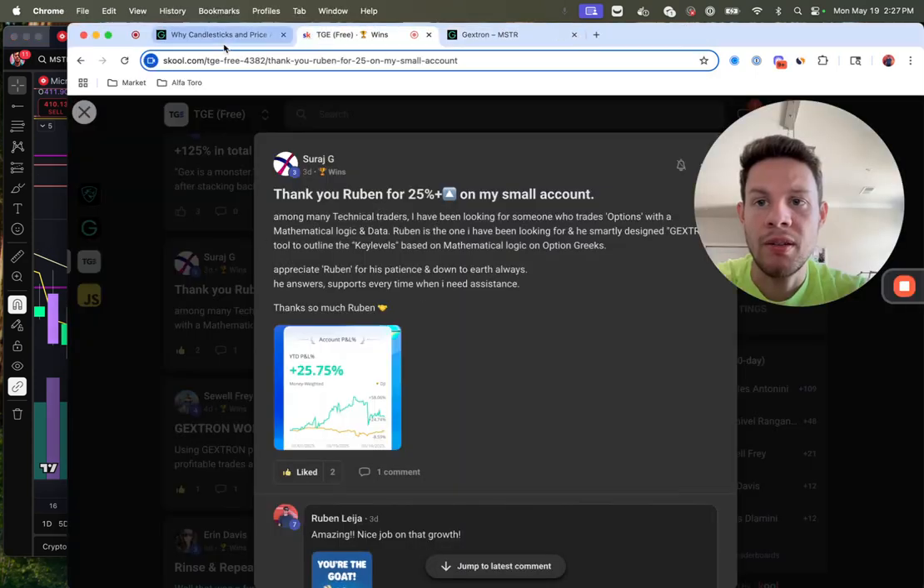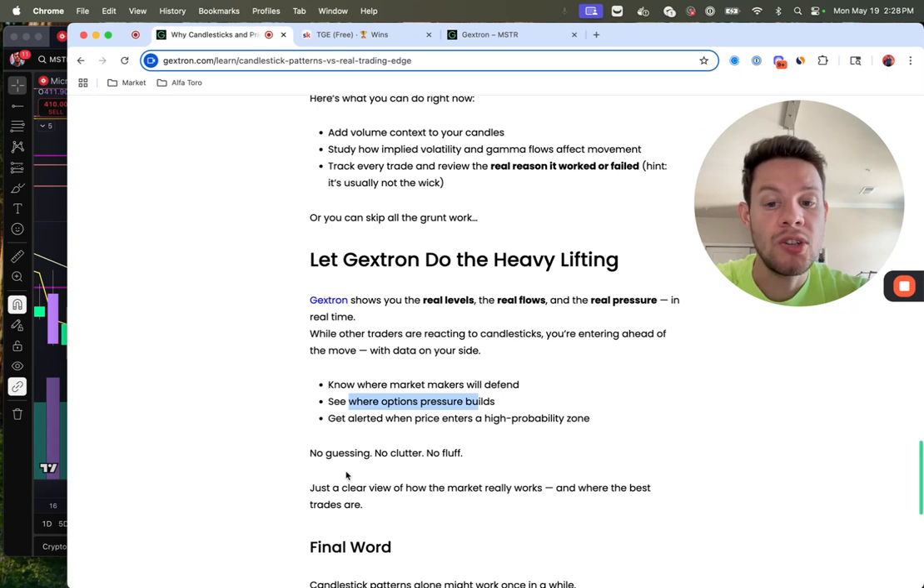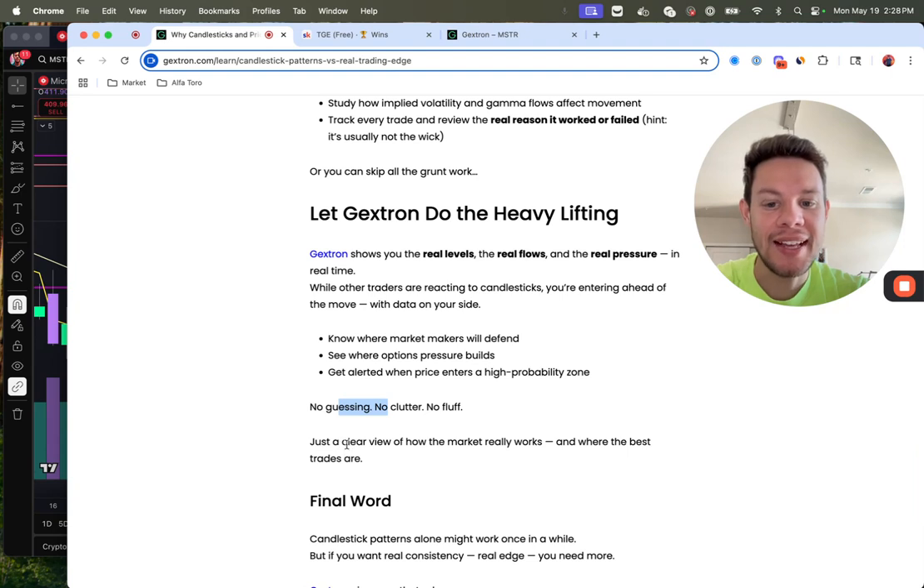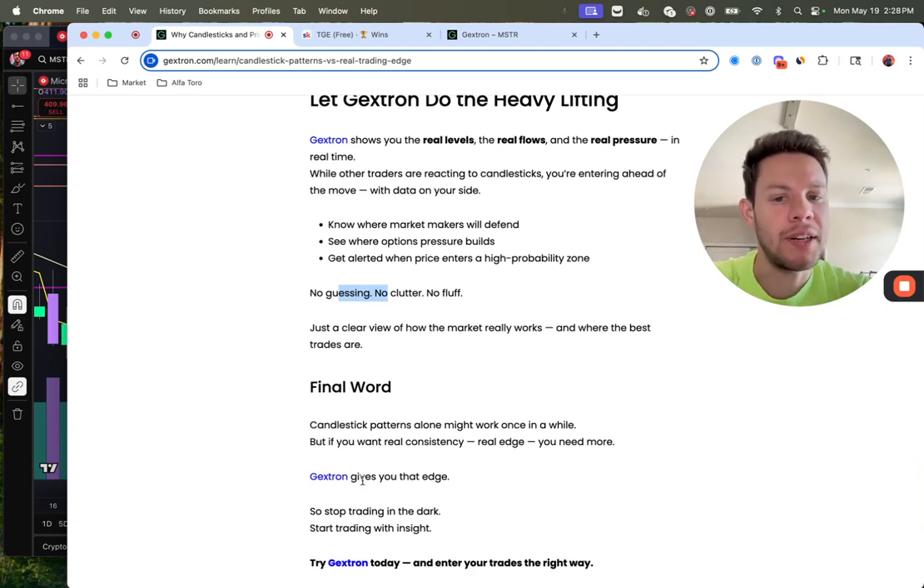So that's that. That's why Gextron works. Okay. You know where market makers will defend, and you see where option pressure builds up, right? So there's no guessing, no clutter, no fluff, because it's all math. But Gextron does that all for you. You don't have to do any of the heavy lifting. And just a clear view of how the market really works and where the best trades are, right? At least to give you the highest probability trades.